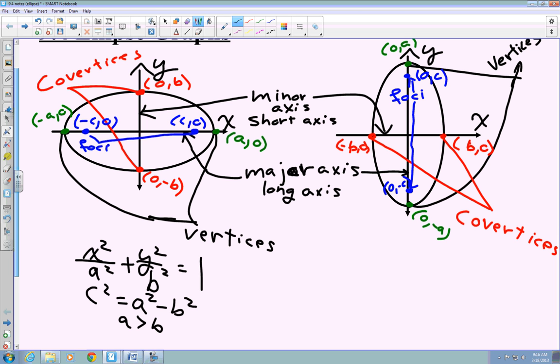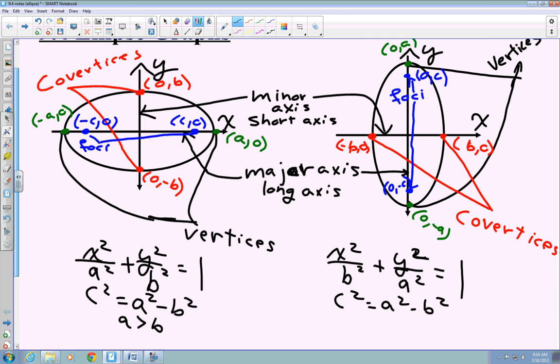So if I look at this other one with the major axis on the y-axis, it's going to be almost the same, except it's going to be x squared over b squared plus y squared over a squared equals 1. And this part still holds true. It's exactly the same. C squared still equals a squared minus b squared, and a is always greater than b.